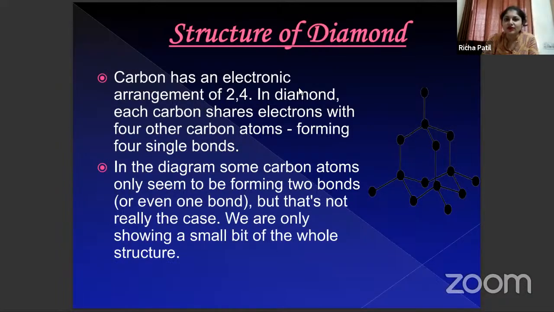So what is the structure of diamond? You can see the structure. The electronic arrangement of carbon is 2, 4. In this, each carbon atom shares electrons with 4 other carbon atoms, forming 4 single bonds. You can see the structure here, each carbon atom is linked to 4 other carbon atoms, forming 4 sigma bonds. These are the different sigma bonds. Like this, they form the diamond structure. So this is the structure of diamond.